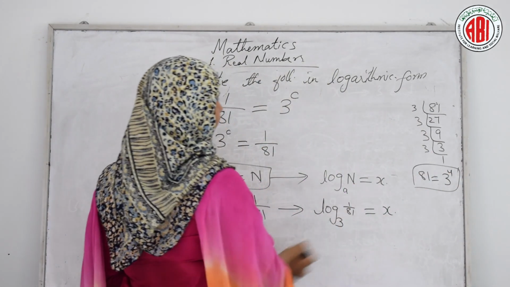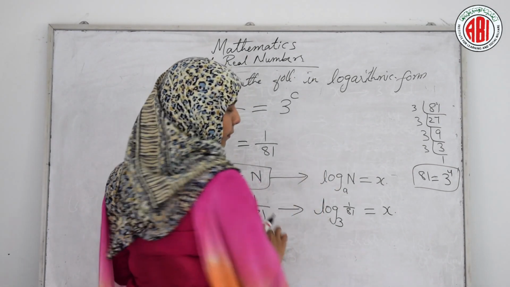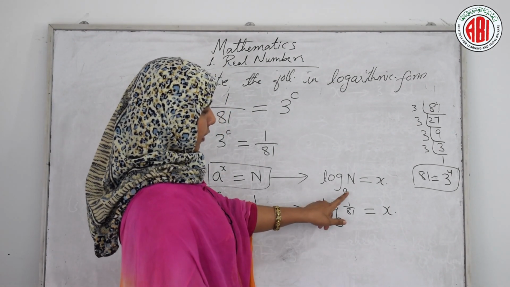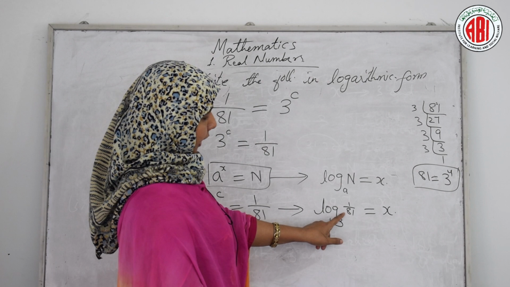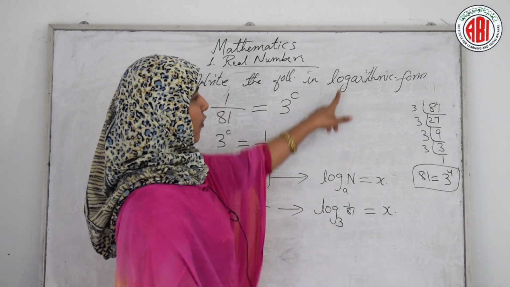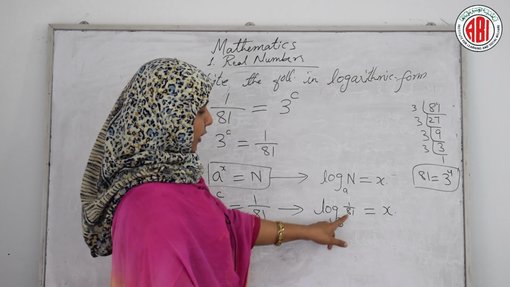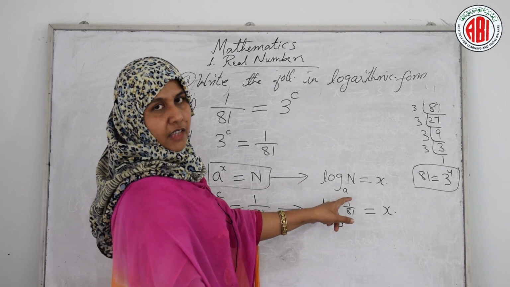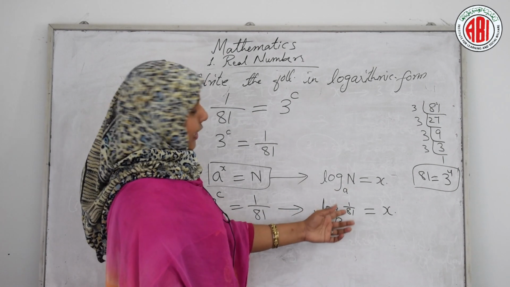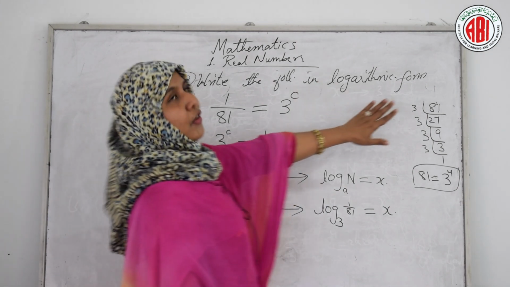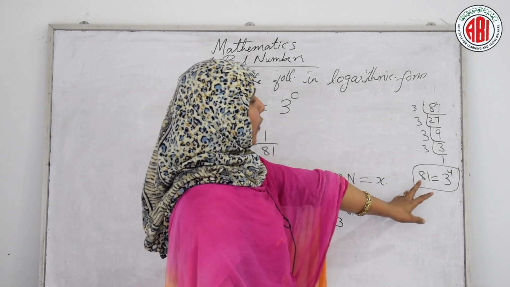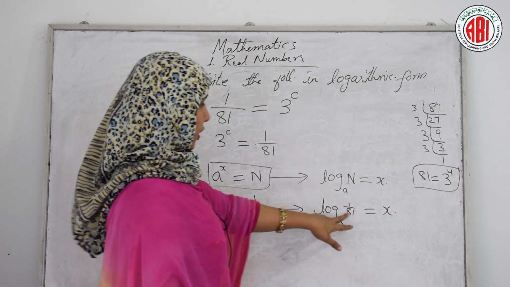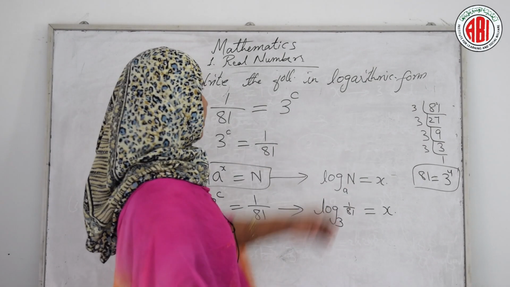See here, this is log base 3 of 1 by 81 is equal to c. This we have written in the form of logarithm. Now after writing this, we can also solve because we can factorize 81. If it is a prime number and we can't factorize, we have to stop the answer. But 81 we can factorize, so we can write 81 as 3 to the power 4. Let us continue, we will not stop here.